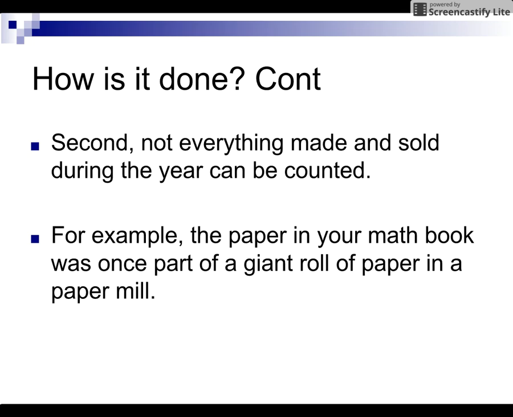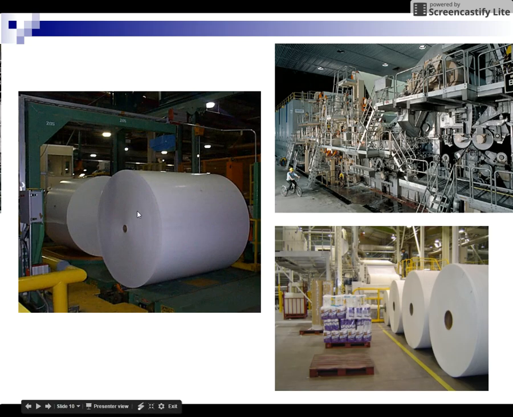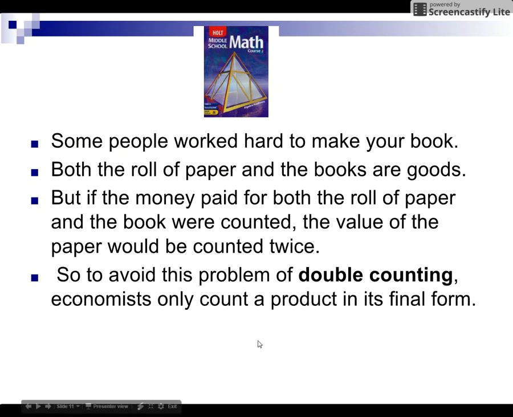How is it done? Not everything made and sold during the year can be counted. For example, the paper in your math book was once part of a giant roll of paper in a paper mill. Here's an example of giant rolls of paper in a paper mill. Some people worked hard to make your book. Both the roll of paper and the books are goods. But if the money paid for both the roll of paper and the book were counted, the value of the paper would have been counted twice.